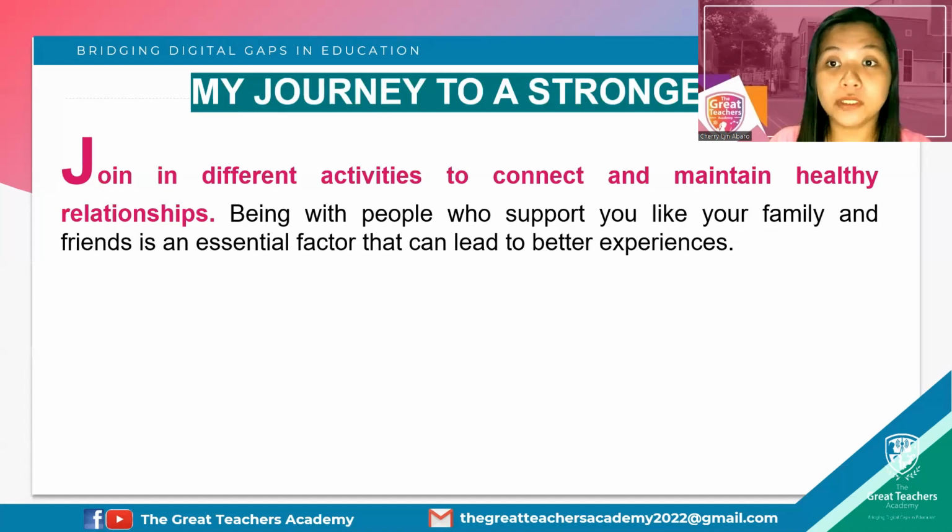Pwede din naman na kung focus ka sa academic, pwede kang mag-join ng Quiz Bee. 'Di ba? Yung Quiz Bee, meron naman yung group tsaka individual. So with that experience, matalo ka man or manalo, you will have this discovery na pwede pala akong sumali sa mga ganong competition. Okay? Kasi it will lead you to a better experience. So again, letter J stands for join. Sali lang ng sali.